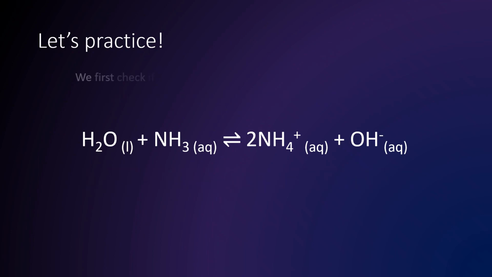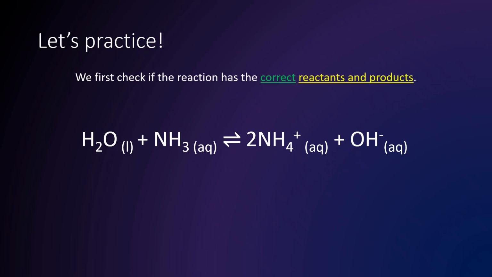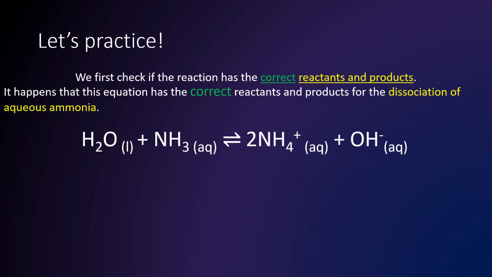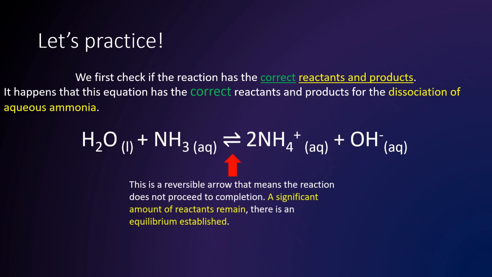First check if the reaction has the correct reactants and products. It happens to be that this equation has the correct reactants and products for the dissociation of aqueous ammonia. This is a reversible arrow. That means the reaction does not proceed to completion. A significant amount of reactants remain. There is an equilibrium established.